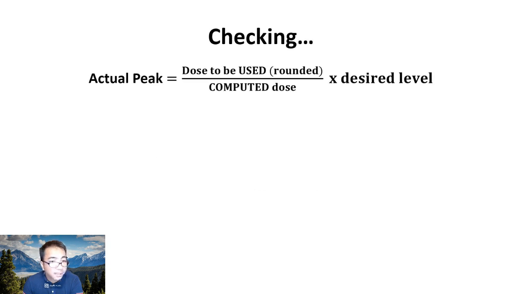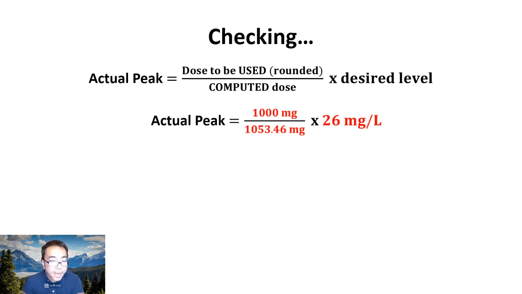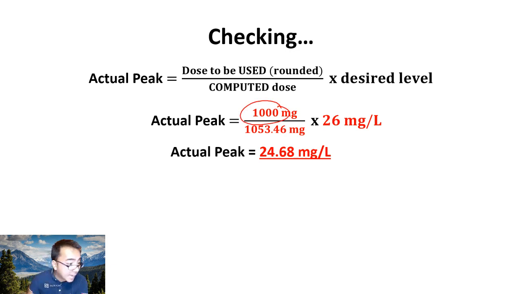So, let's check. If the dose to be used is 1,000, but the dose we computed is 1,053. Okay? The desired plasma level is 26. What comes out, when we use 1,000 mg, is 24.68. Which is still okay. It still fits, or it's close to our desired 26.